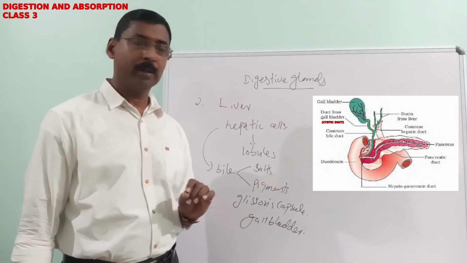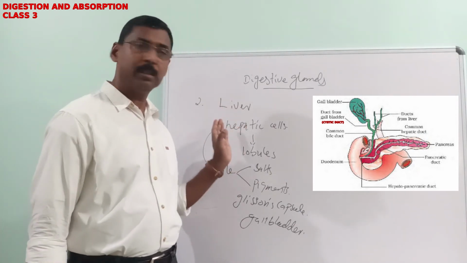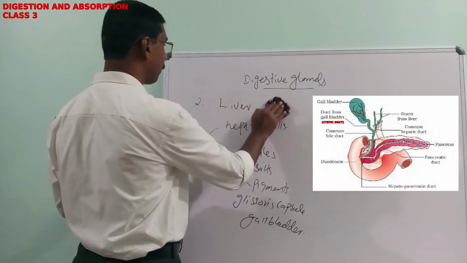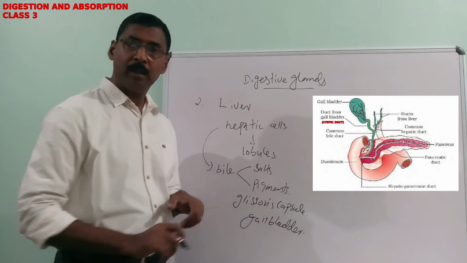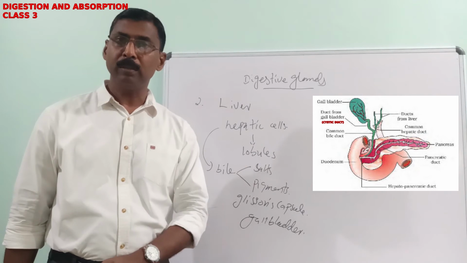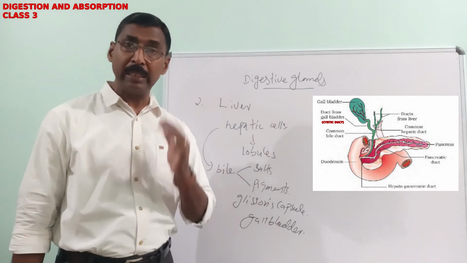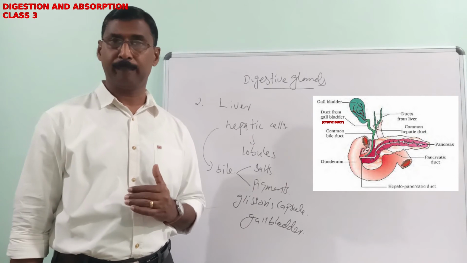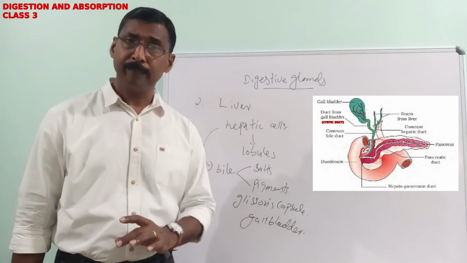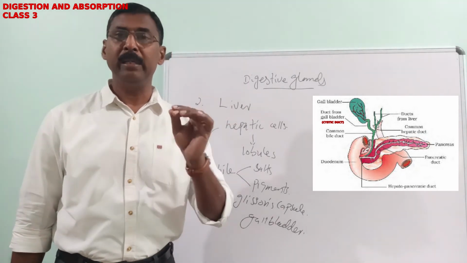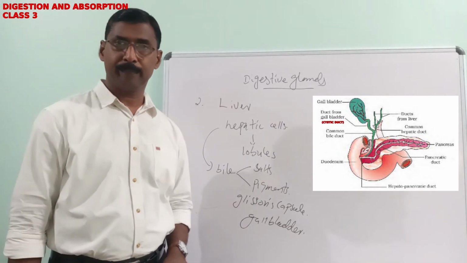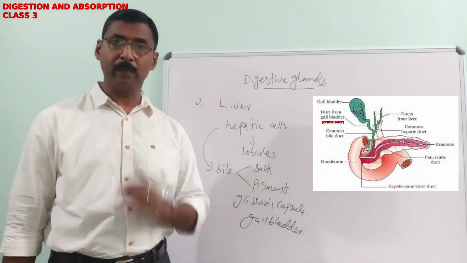Okay. So that's about the liver. Now the next gland. From the gallbladder, the bile is released into the duodenum of the small intestine. The first part of the small intestine is the duodenum. The bile is released into the duodenum through a duct called the common bile duct, and that also you can see in the diagram. Common bile duct, whenever it is required.